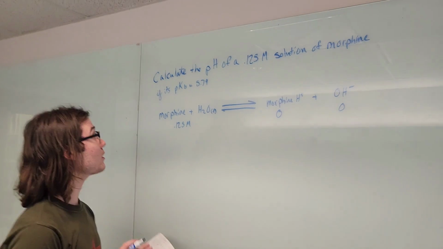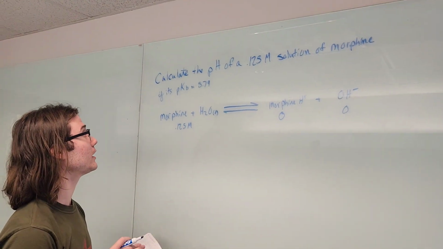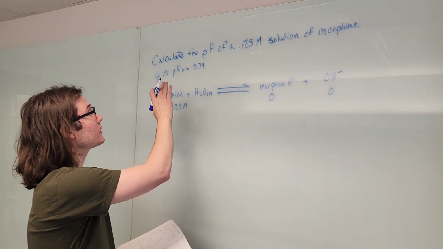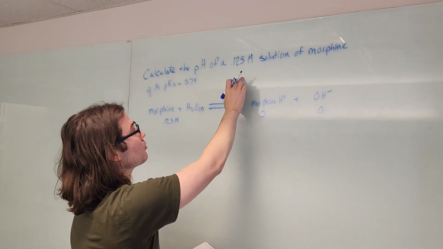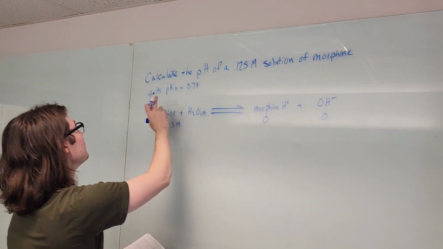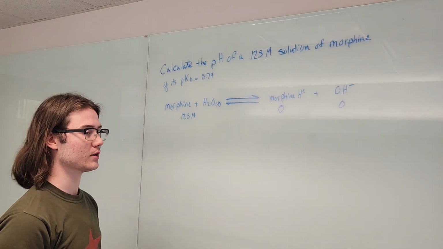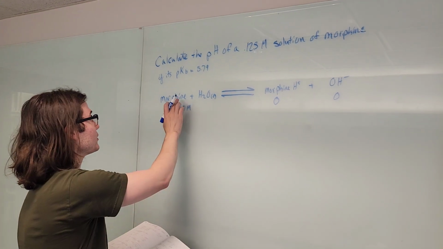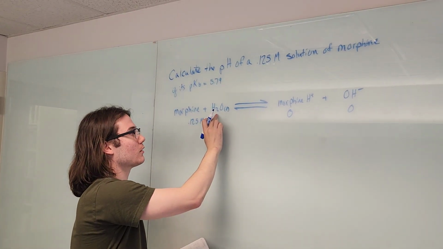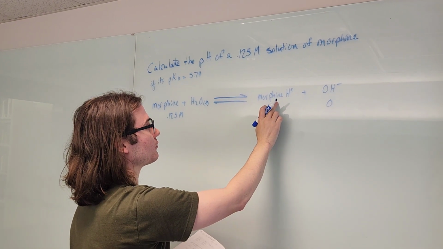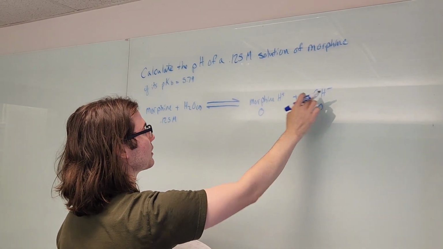Alright, so the problem that I'm going to solve is from Mastery number 8, and it's question number 4. So it says, calculate the pH of a 0.125 molar solution of morphine if its pKb equals 5.79. So in order to start, we just need to set up our RICE chart. So we have our equation, morphine plus water is in an equilibrium reaction with protonated morphine and hydroxide.